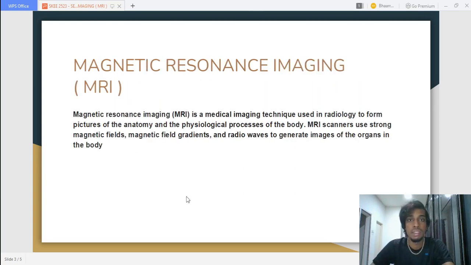So what is magnetic resonance imaging? Magnetic resonance imaging, MRI, is a medical imaging technique used in radiology to form pictures of the anatomy and the physiological processes of the body. MRI scanners use strong magnetic fields, magnetic field gradients, and radio waves to generate images of the organs in the body, which an X-ray can't do, because an X-ray can only scan the bones of the human body, while the MRI can scan anything other than the human bones.